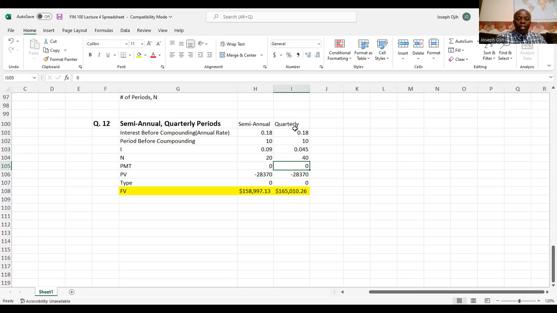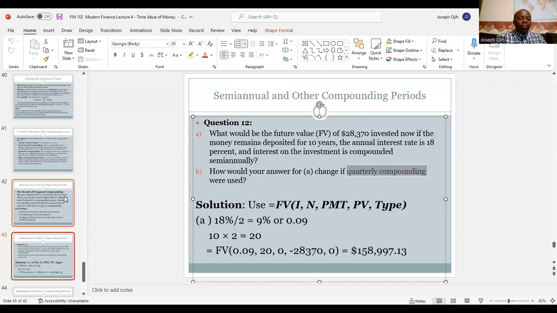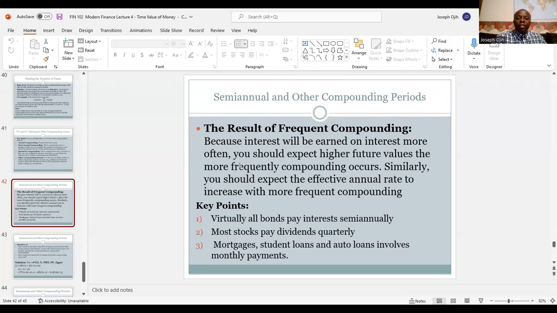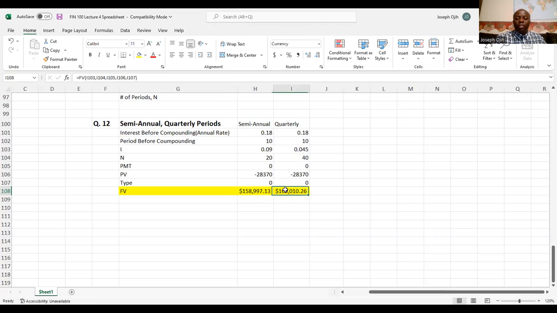That answer becomes 165,010.26. So you can see that the more the compoundments, the higher the future value, as I stated in my presentation. Because interest is earned on interest more often, you should expect higher future values the more frequently compounding occurs. Similarly, you should expect the effective annual rate to increase with more frequent compounding. We can see this reflected in our answers here. This is for annual, this is for semi-annual.